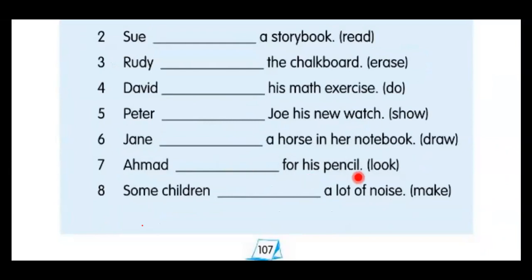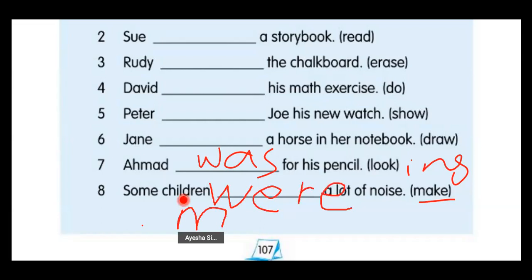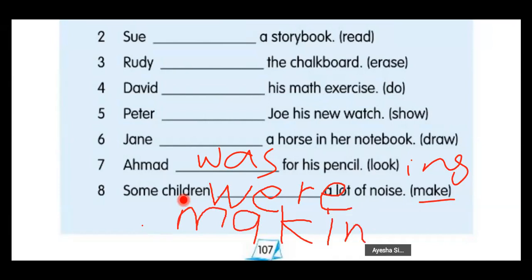Now let's look at other sentences. Ahmed dash for his pencil. Look. What is the past progressive tense? Ahmed was looking for his pencil. Very good. Was looking. Some children dash a lot of noise. Make. Some children were making. Very good. Make will become making. Remove the e and then add ing. Very good.